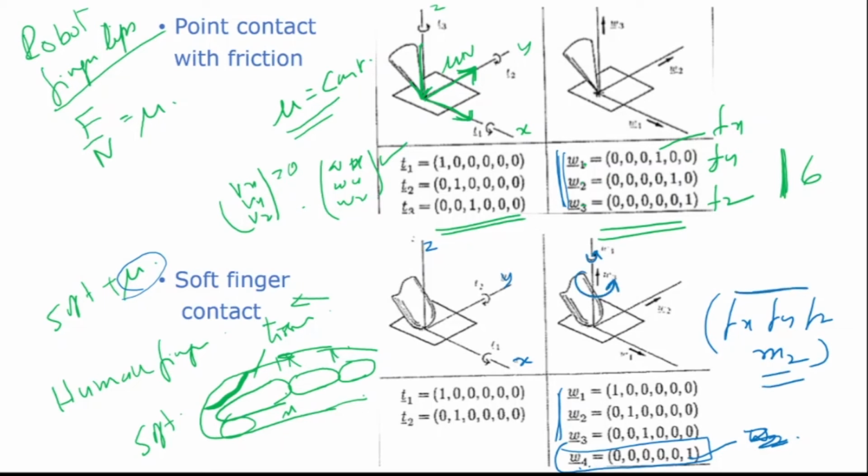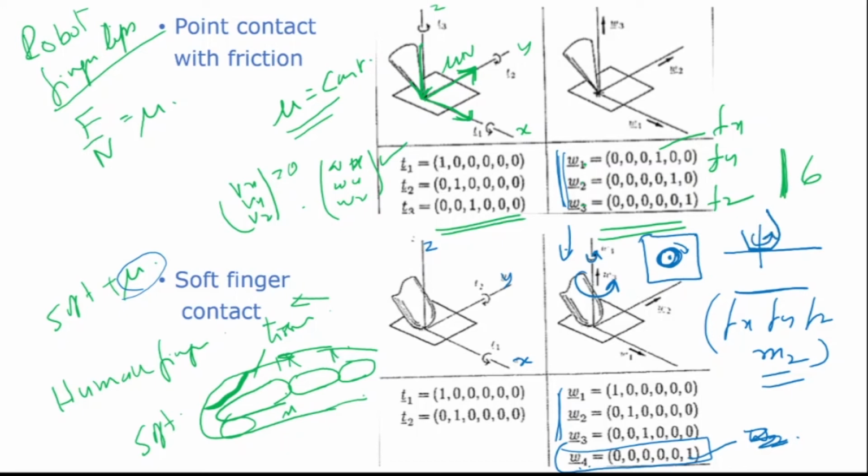Why? If I draw the top view of this again, the cross section of the finger is like this, so it can resist a moment about that. There's a surface contact now. The finger is making contact with the surface. This is my surface, so the finger has deformed. That's my deformation. So the finger can resist a moment in that direction.